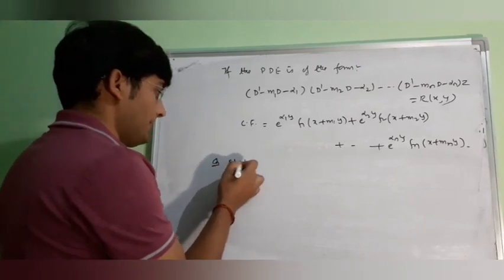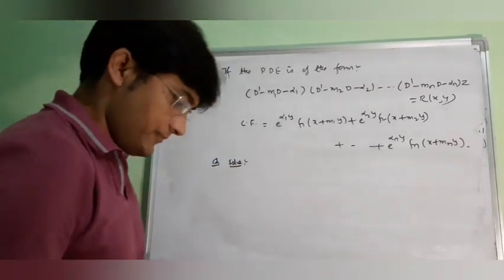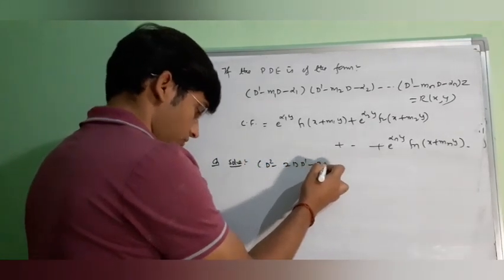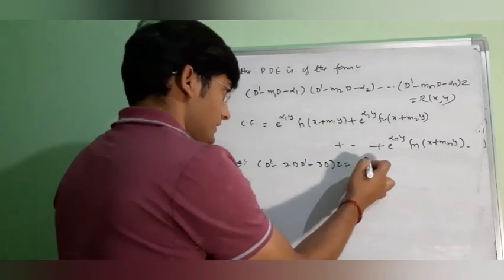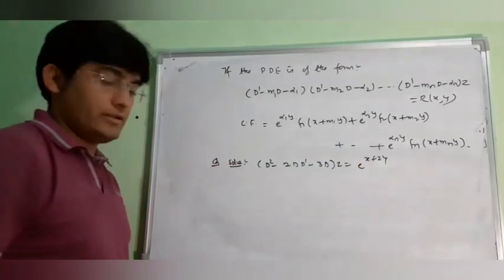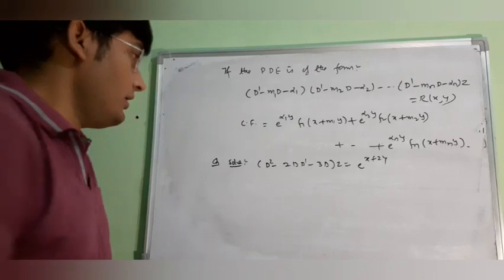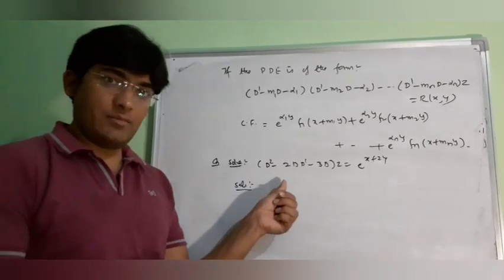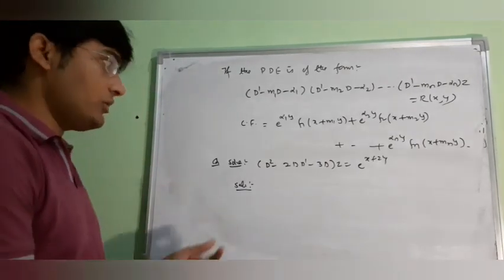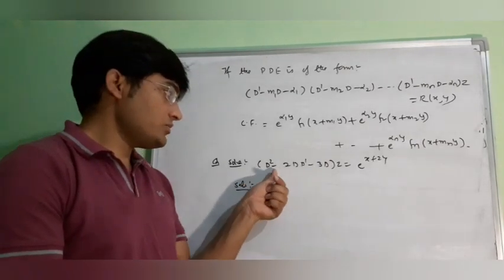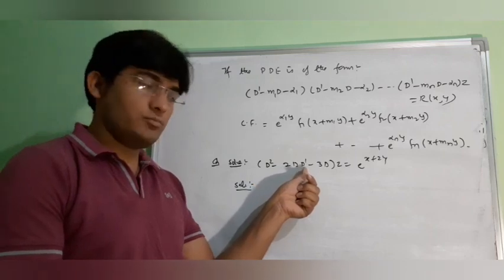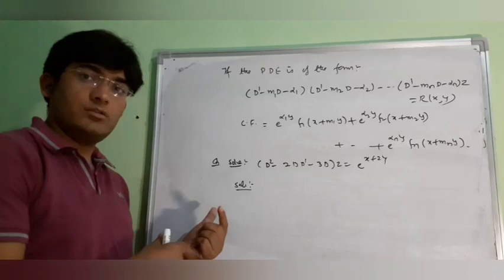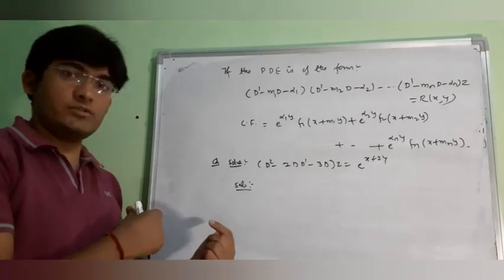Solve (D² - 2D' - 3D) z = e^(x+2y). Let us solve this question. Solution. Here we will not replace D by m and D' by 1, because the differential equation is non-homogeneous. Here you can see the degree is 2 and here the degree is 2, but at this place the degree is 1. So we will not use the rule for the homogeneous differential equation.